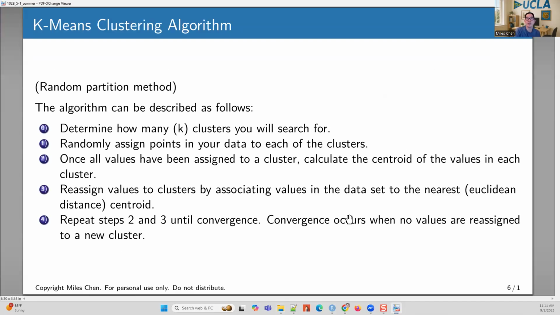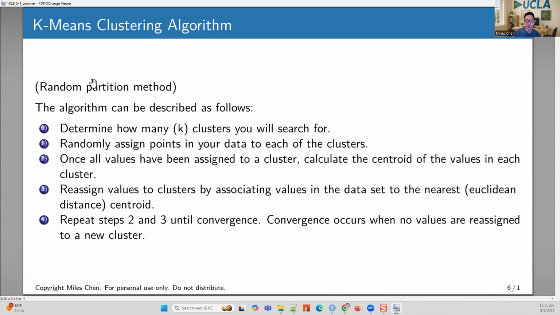And so the way the clustering algorithm works is kind of like this. There are a couple of initial starting methods regarding the clustering algorithm. Here I'm going to use the random partition method, but you could use a different method where you just select arbitrary points to be your centroids. Anyway, the first thing is you have to decide how many clusters you want to search for. And then you randomly assign the points to each of the clusters.